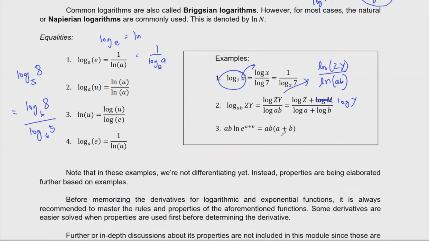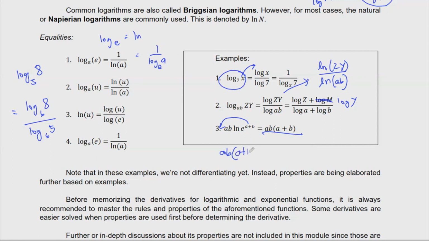And then for number 3, that's ln of e raised to a plus b. That's equal to this one. But how do we prove this? We know quite well that if we have ln of e raised to a plus b, we can bring the exponent down so that it multiplies with our expression.